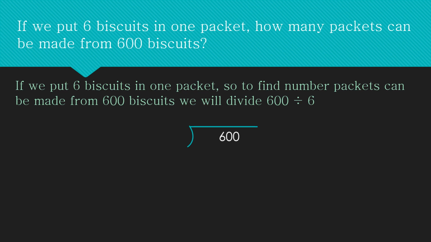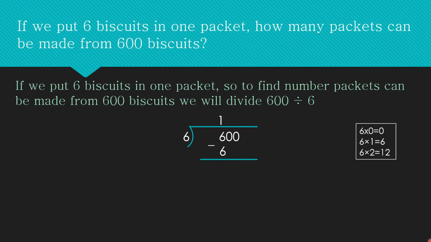As we are dividing by number 6, we will write 6 timetables. 6 zeros are 0, 6 ones are 6, 6 twos are 12. 12 is bigger than 6. So we will take 6 ones are 6. We will divide 6 one time. So we will write 1 on the top and 6 below 6. 6 minus 6, we will get answer 0.